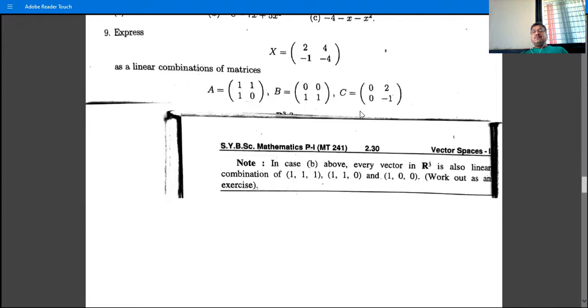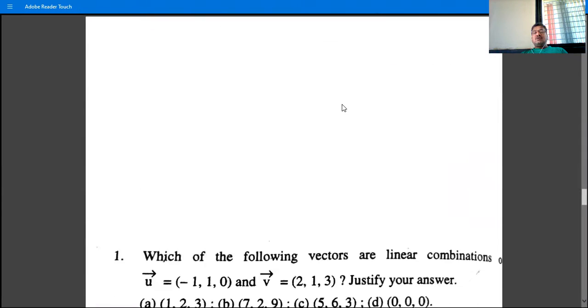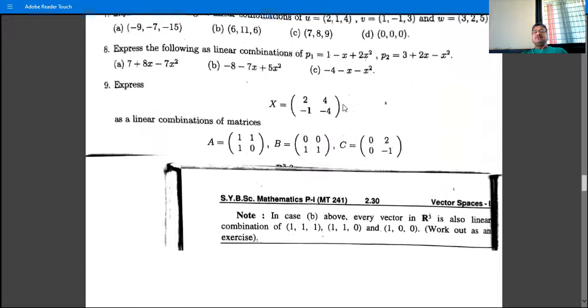We get the 4 equations, and the unknowns are 3. Then we have to solve that system by using the Gauss elimination method. We have the values of K1, K2, K3.